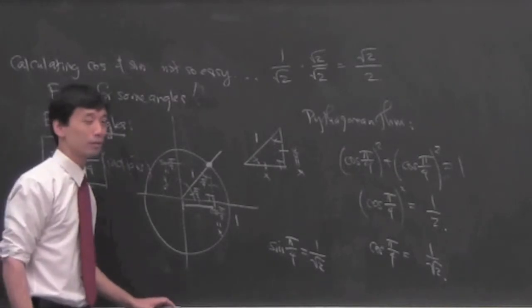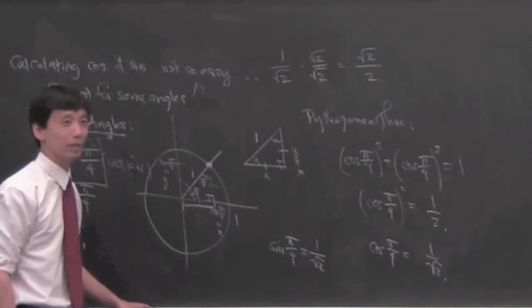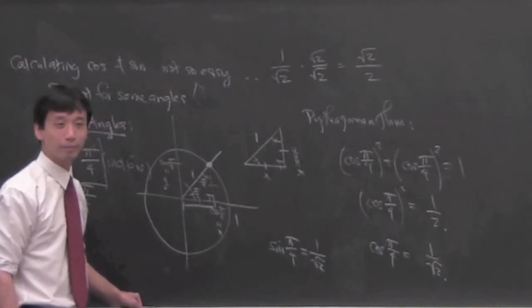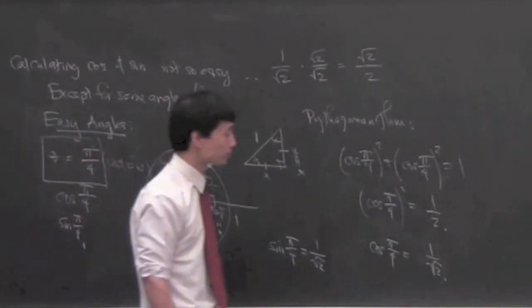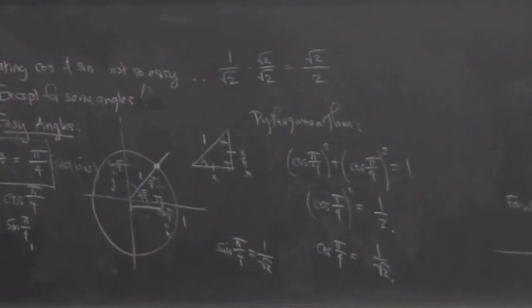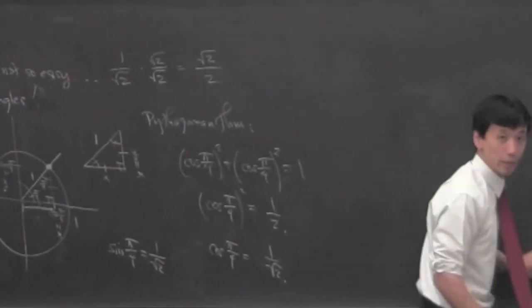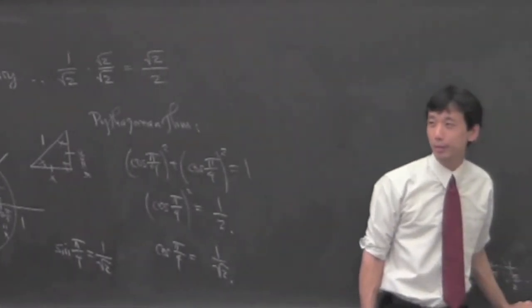So tangent would just be 1, right? The tangent would be 1, because tangent is sine over cosine. Okay. Anyone confused?